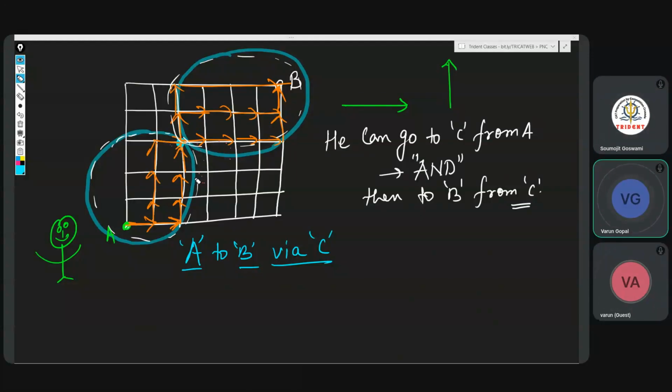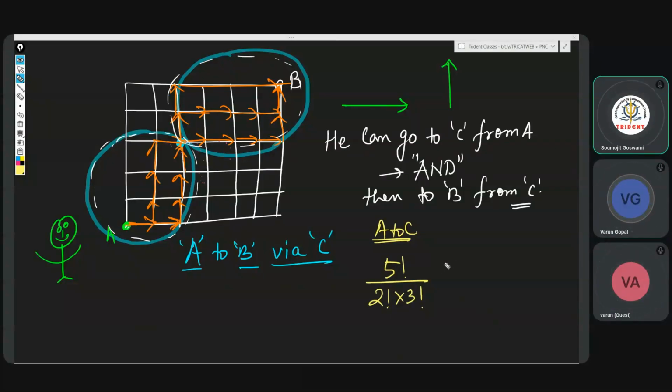Okay, now tell me the answer. For the first circle, three vertical, two horizontal. Yeah, so five factorial by two factorial into three factorial. Is that the final answer you're giving now? Yeah, for the first circle, to reach the first point, A to C, five factorial by two factorial into three factorial.